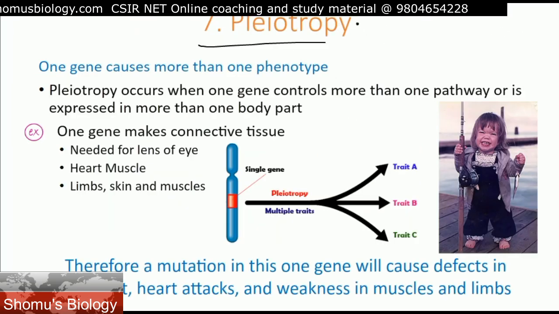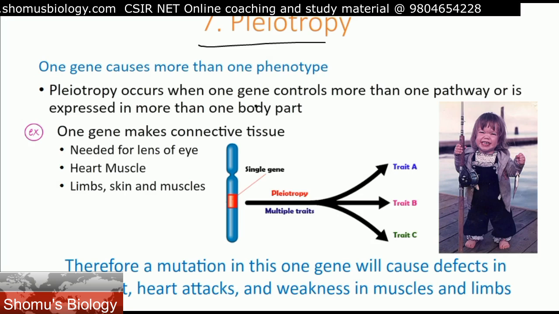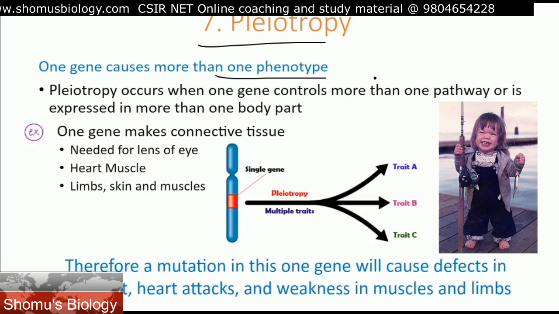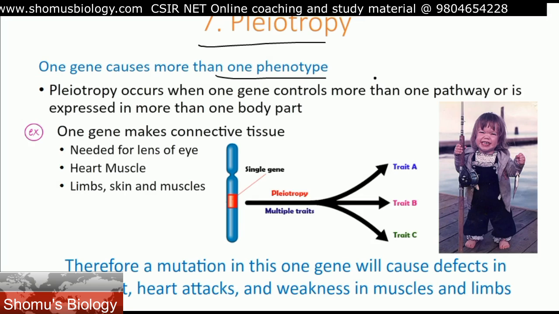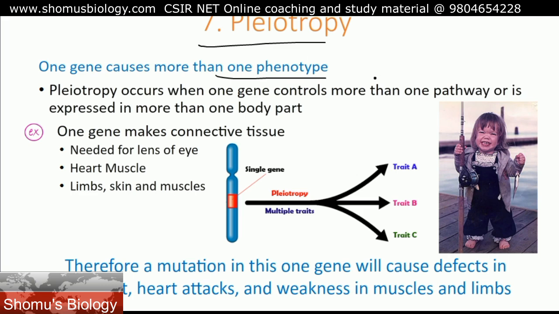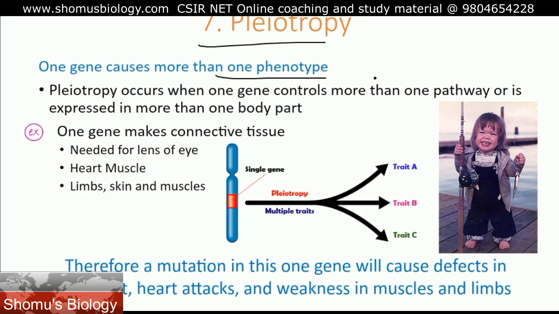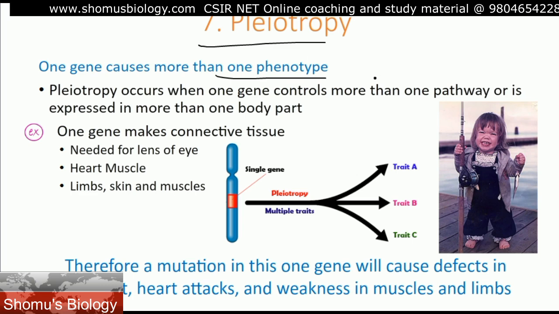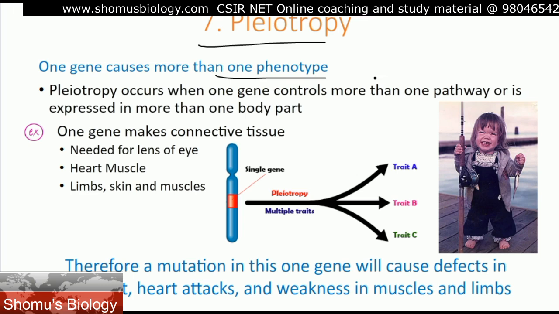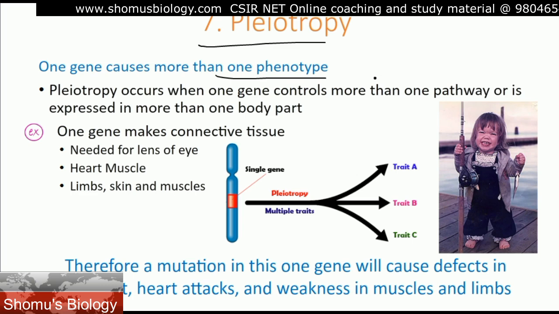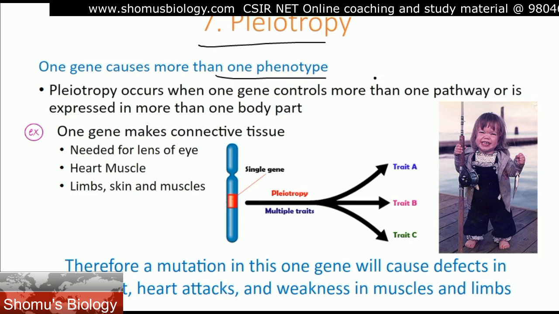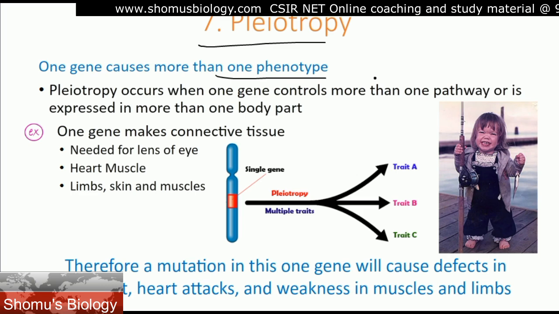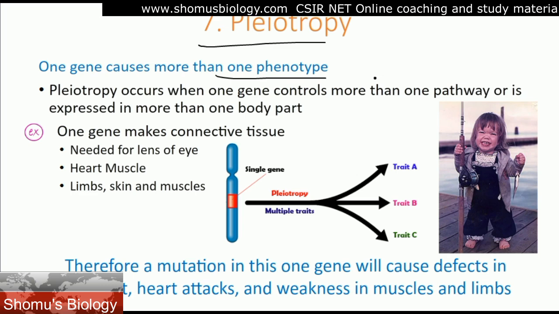Now another term, pleiotropy. It's a very easy term, where one gene causes more than one phenotype. Actually, it's not causing, because that one gene product is linked in multiple pathways of the body, so whenever that gene is altered, the expression of that gene is represented in different body tissues. For example, generally one gene that makes the connective tissue, that gene is responsible for the structure of the connective tissue. That gene will regulate the lens formation of the eye, it will regulate the formation of the heart muscle, formation of the limbs, skin, and the skeletal muscles as well.